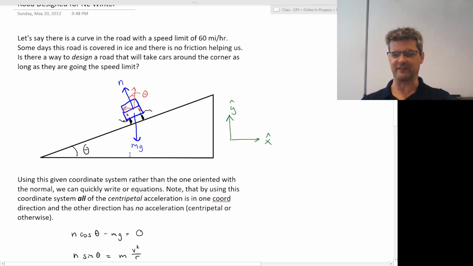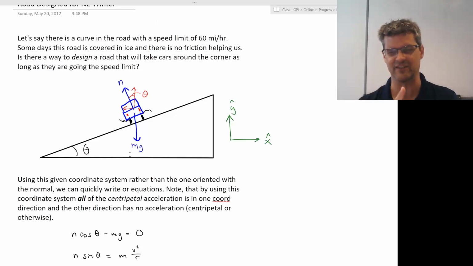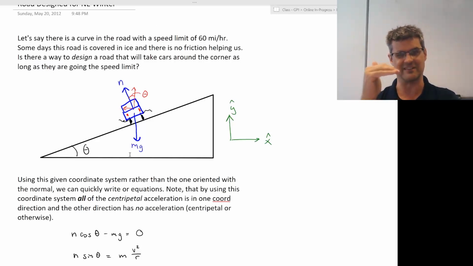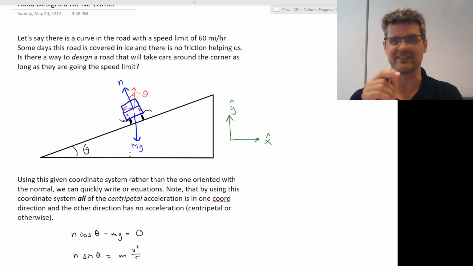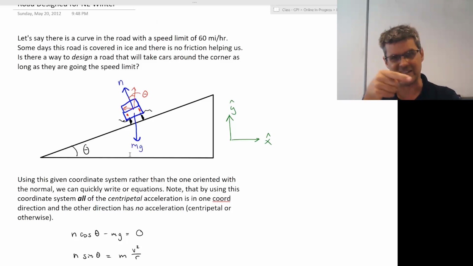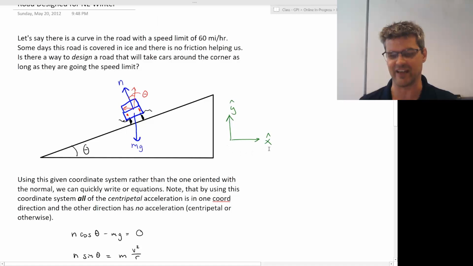But it turns out that if the car is safely navigating this turn, it's not going up the ramp and it's not going down the ramp. It stays at the exact same height. So there's no acceleration up and down, but in order to navigate the curve, it has to have a center-seeking acceleration. We will have acceleration in the negative x direction here. As far as direction is concerned, it has to have some x component, but it doesn't have any y component.